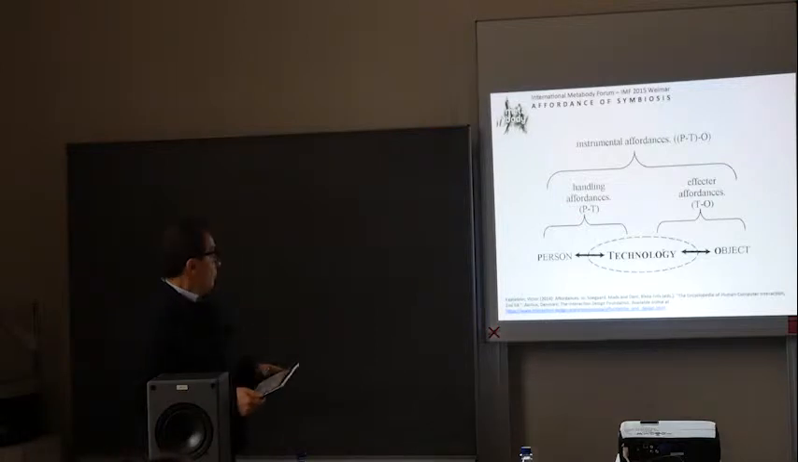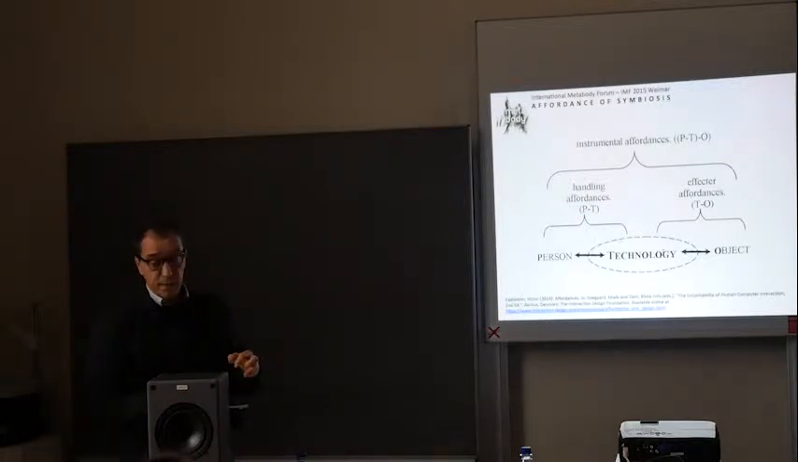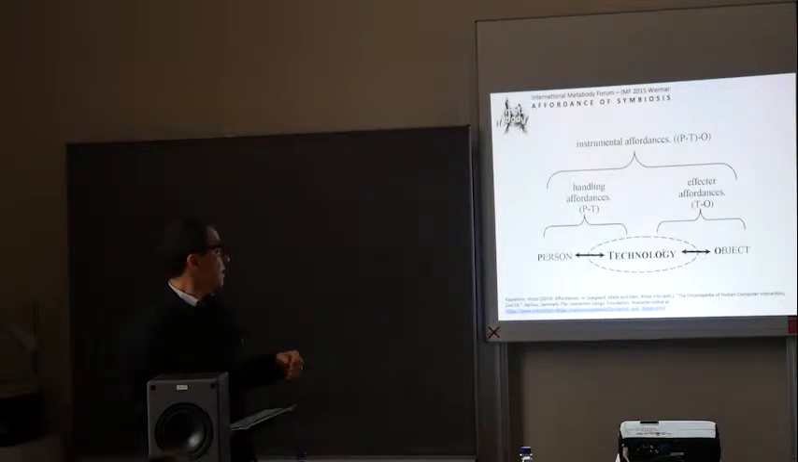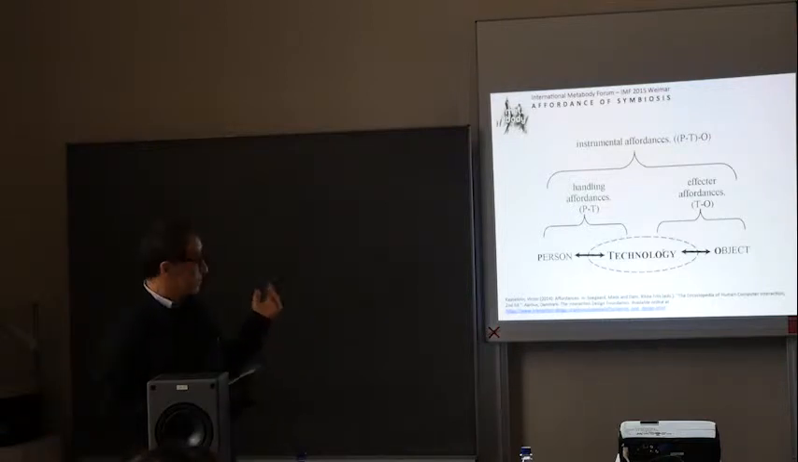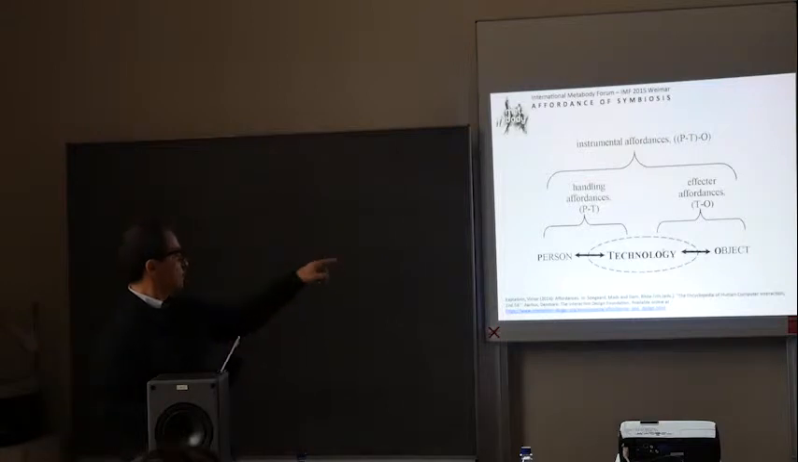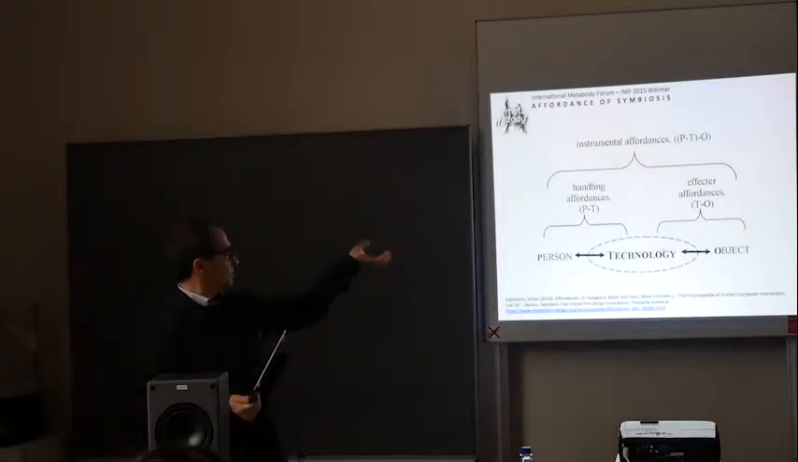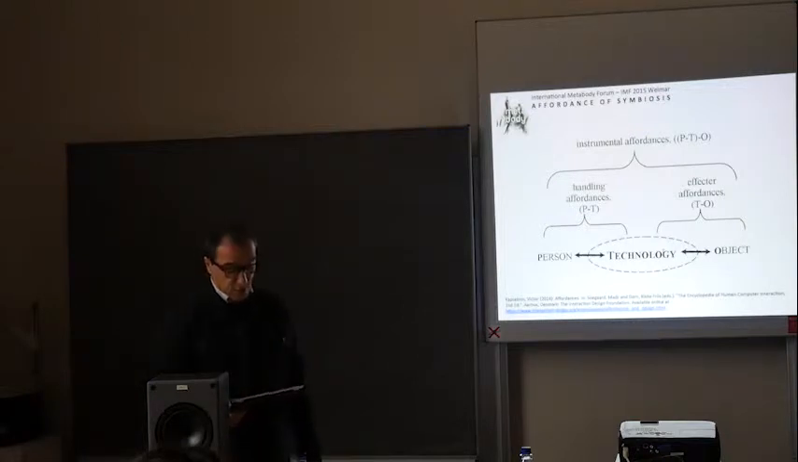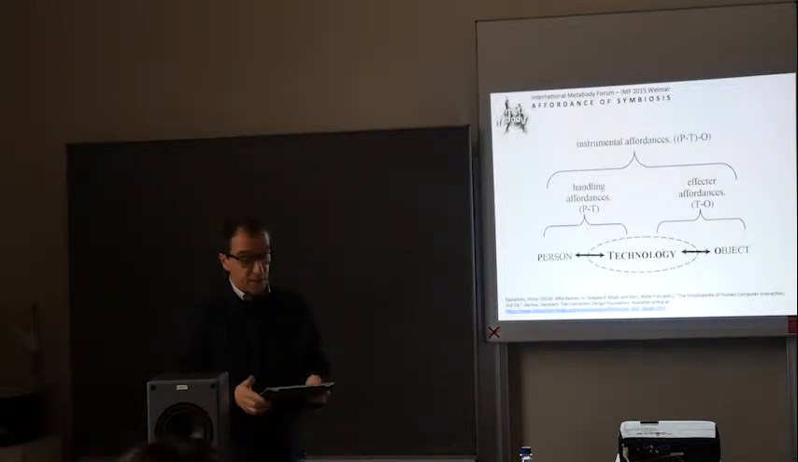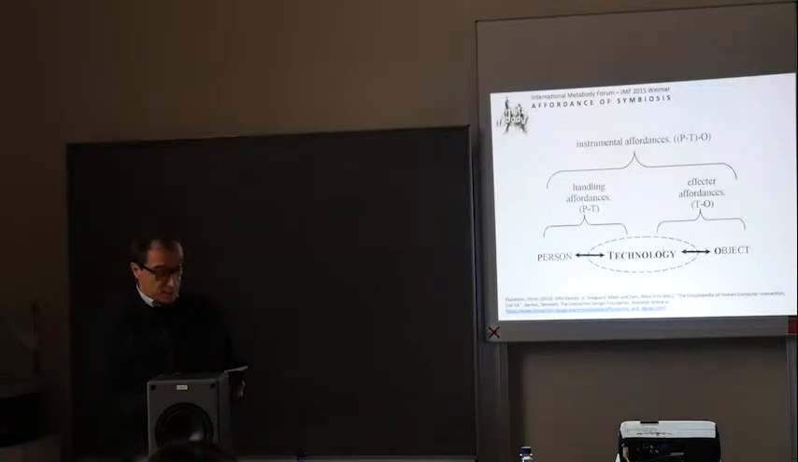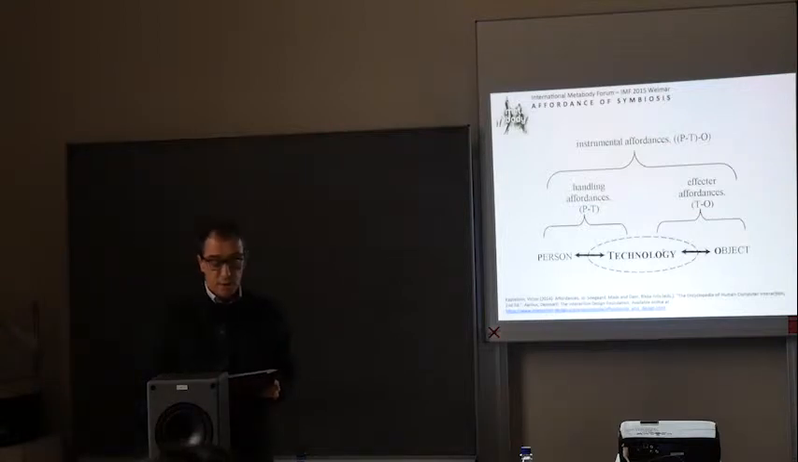So we are now here in the first panel, the mapping for meaning. Where it happens, it takes place between this person, actors, and the object: handling affordances and effector affordances. We have four talks in this first panel. In line, we will start with Robert's talk.